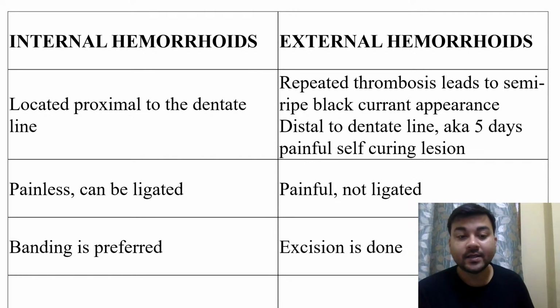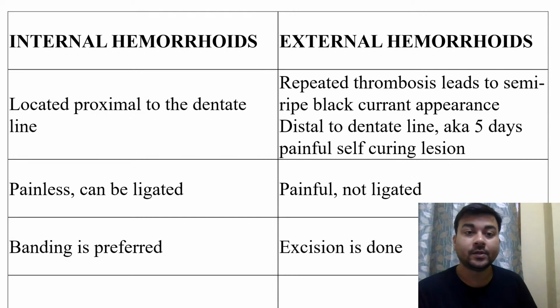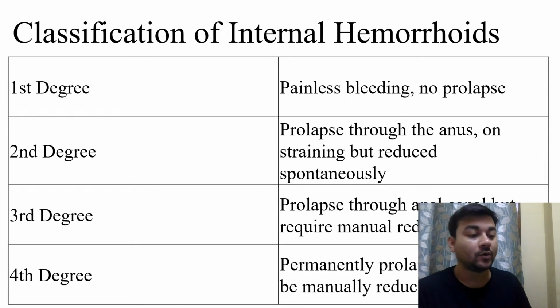Banding is preferred for internal hemorrhoid, or you can also use sclerosing agent. We can give sclerotherapy to internal hemorrhoids. So they can be ligated, they can be banded, they can be given sclerotherapy. They are painless but can bleed, whereas external hemorrhoids do not bleed but they are painful. These are the differences. Now let's discuss the grades of internal hemorrhoid.